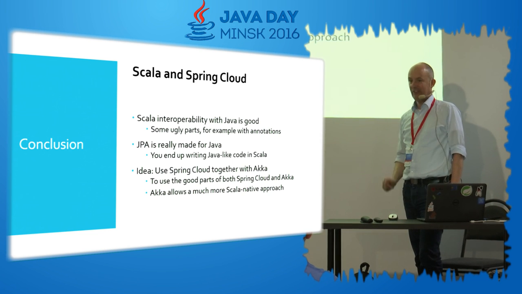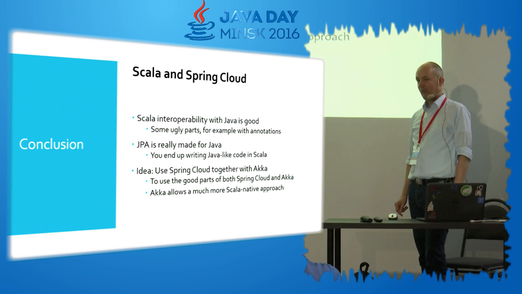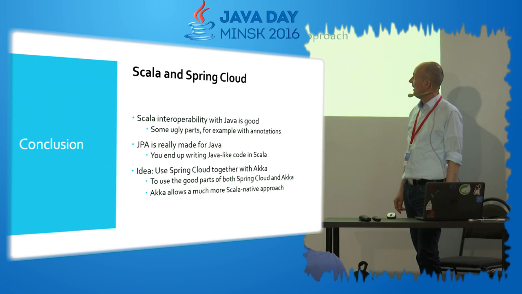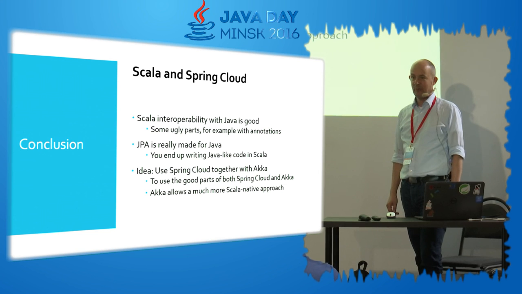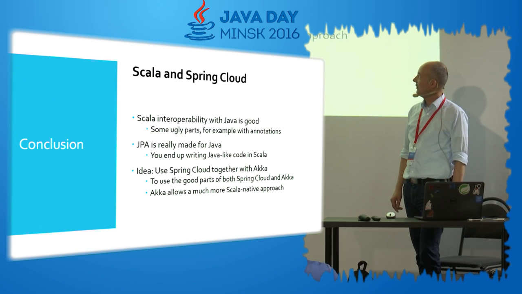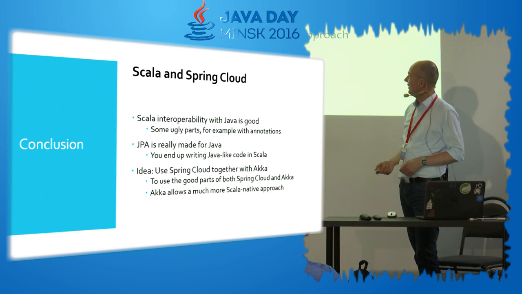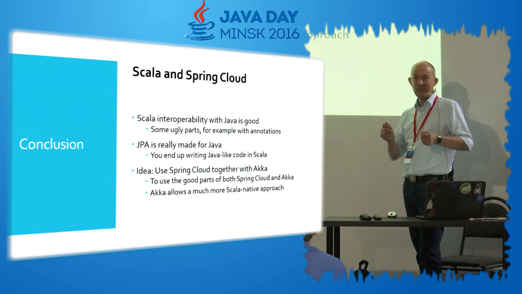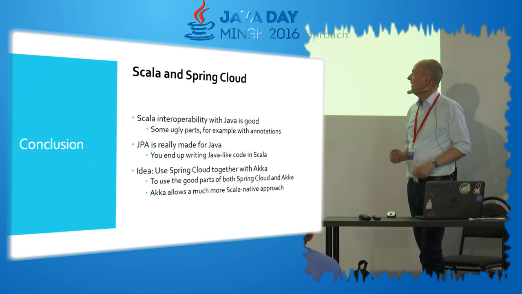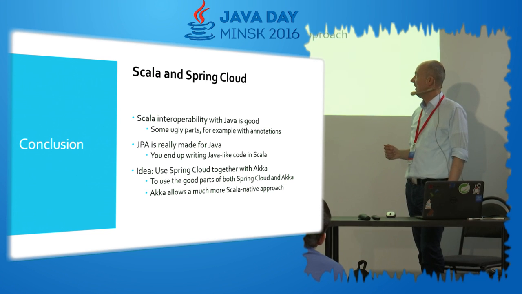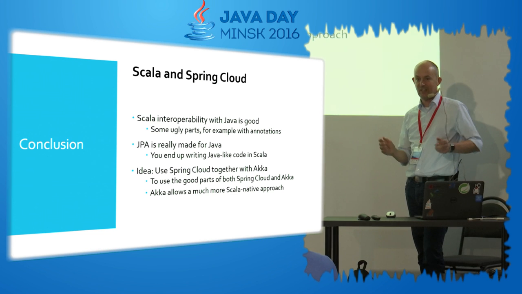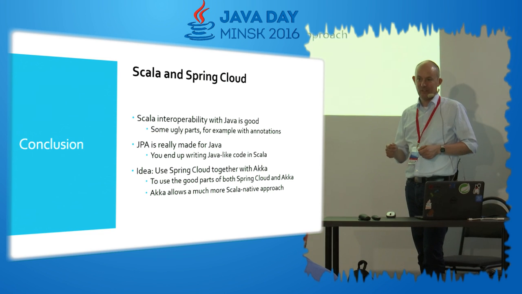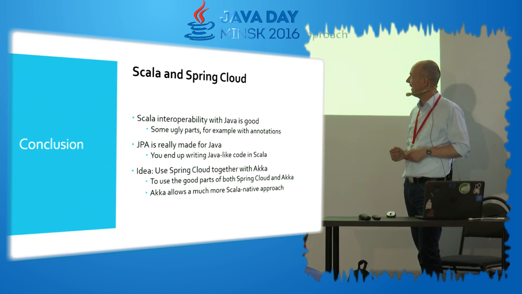A little bit about using Scala with Spring Cloud. As you saw, it was not very hard to use Scala for this instead of Java, because Scala runs on the JVM and it has very good interoperability with Java. So everything that you can do in Java, you can also do in Scala. But there are a few things that can become a little bit ugly, like these annotations, which are not as smooth as in normal Java. Also, some of the things are really made for Java, such as JPA. It's really a Java API. So you are writing in Scala, but what you're really doing is writing Java with a different syntax.